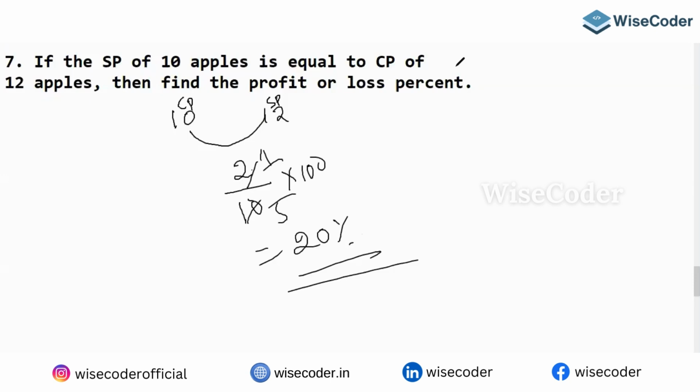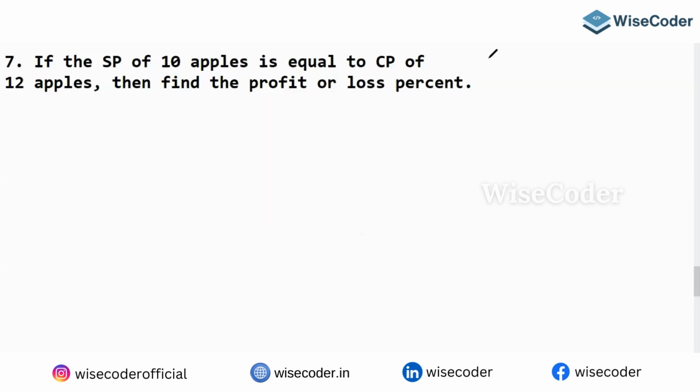Please understand. After reading the question, understand whether you are getting profit or loss. Once you are getting profit, your cost price should be small. What is the smallest value among these two? This is the smallest value. When you are in profit, the difference is the profit. So 2 by 10 into 100 will give you 20%. Okay. Let's go to the next one.